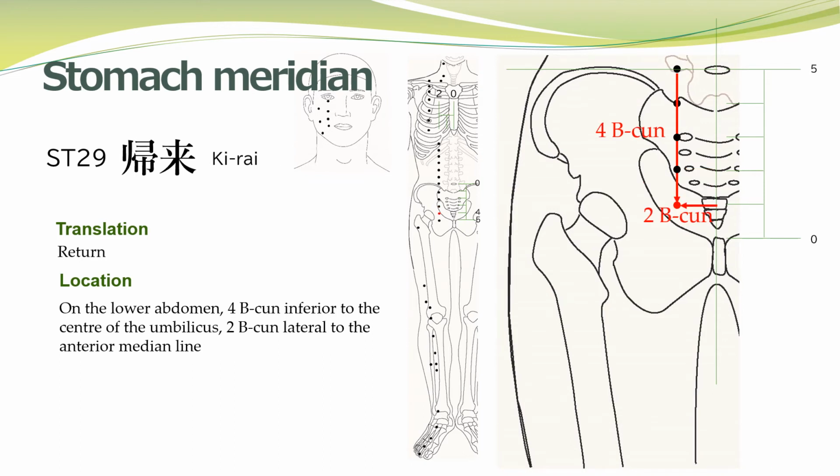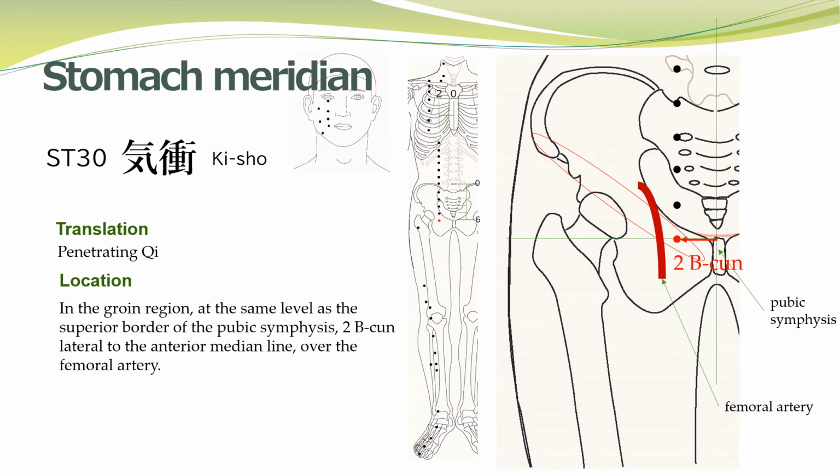ST29. Return. On the lower abdomen, 4 fcun inferior to the center of the umbilicus, 2 fcun lateral to the anterior median line. ST30. Penetrating chi. In the groin region, at the same level as the superior border of the pubic symphysis, 2 fcun lateral to the anterior median line over the femoral artery.